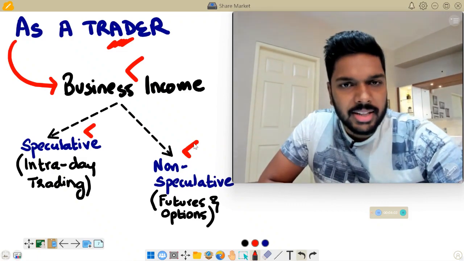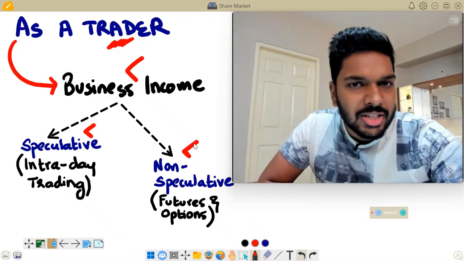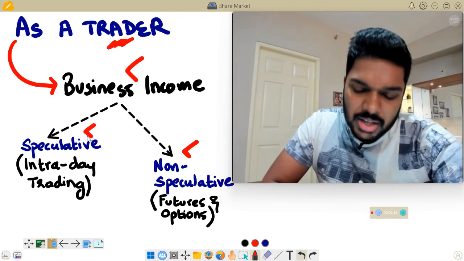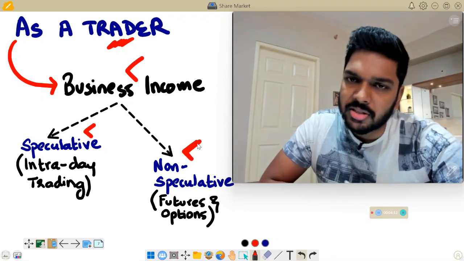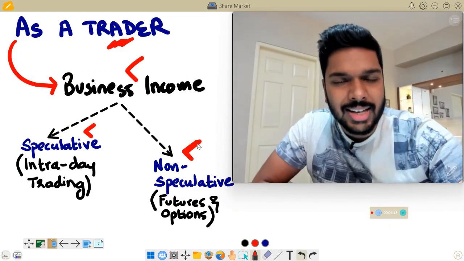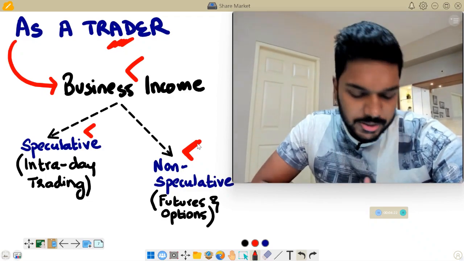Your intraday trading, that is buying and selling on the same day, playing with the price movements in equity shares so as to book a profit on the same day, is called a speculative type of business. Otherwise, it's called a non-speculative type of business. Your futures and options trading, although it comes under the general category of trading, is not speculative, rather a non-speculative type of business.